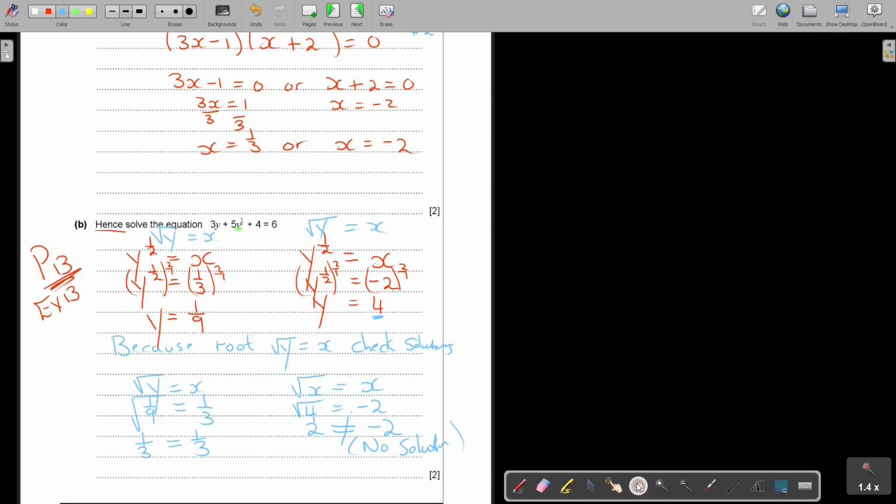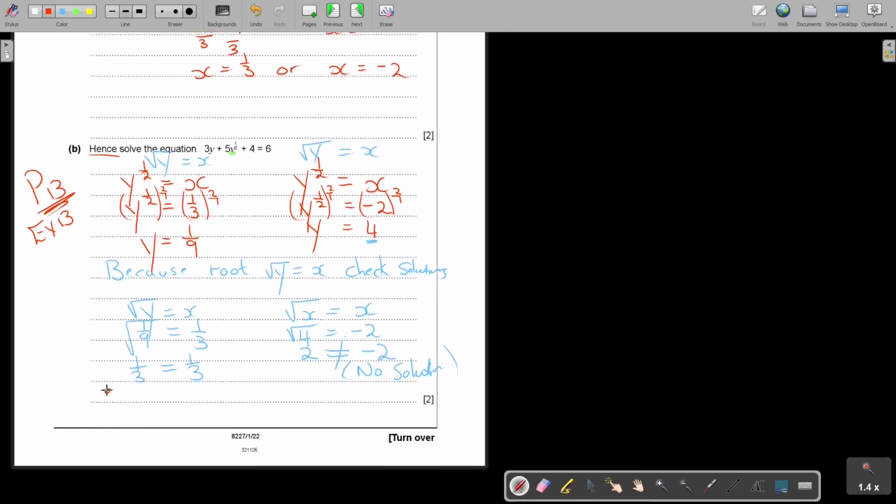And I can end by saying, therefore, only solution y is equal to 1 over 9. If you leave both solutions, you're not going to get your full marks. Very, very important. Okay, let's go to the exam report.